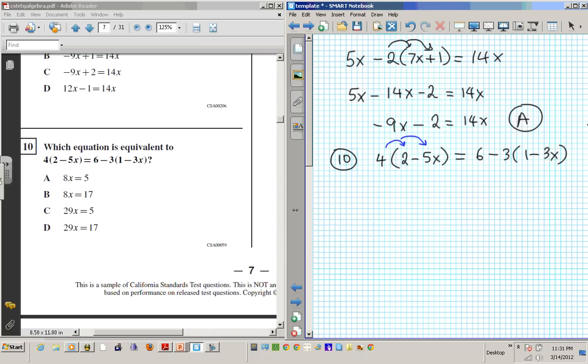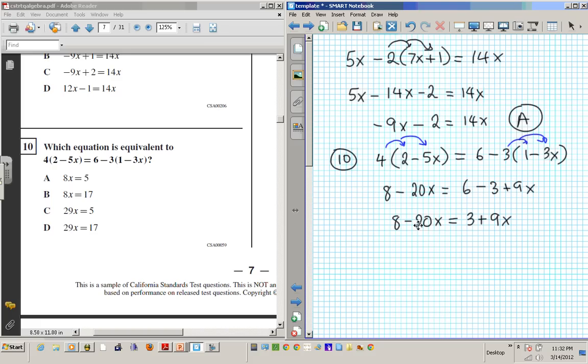Alright, and that yields 8 minus 20x equals 6, and then distribute the negative 3 on the right side to this one and this one. So you get negative 3 plus 9x. So let's collect the x's to the right side. Let's combine these two like terms first before we start collecting like terms. So 6 minus 3, 3 plus 9x.